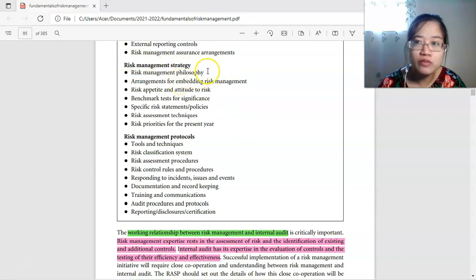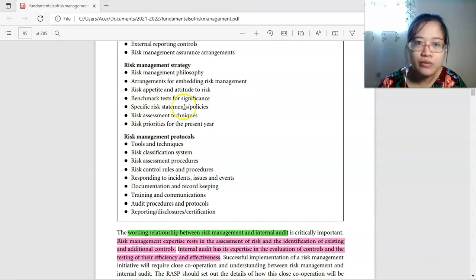Ayan, yung next, risk management strategy. Under nito yung risk management philosophy, paniniwala ng management on how to deal with the risk. And then you have your arrangements for embedding risk management. Okay? Risk appetite and attitude to risk. Ayan, sila ba ay risk averse or risk aggressive? How much risk can they take on? And then you have your benchmark test for significance. Siyempre, chine-check muna kung significant ba magiging effect niyang risk na yan or hindi. So, in that sense, malalaman kung okay lang ba na pabayaan ng company yung presence ng risk na yan, or do we have to treat it, okay?